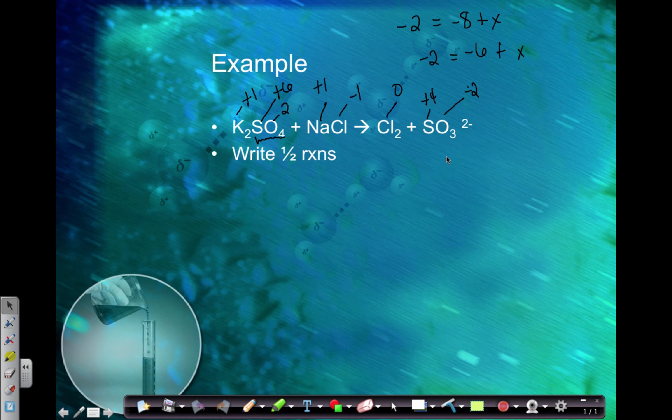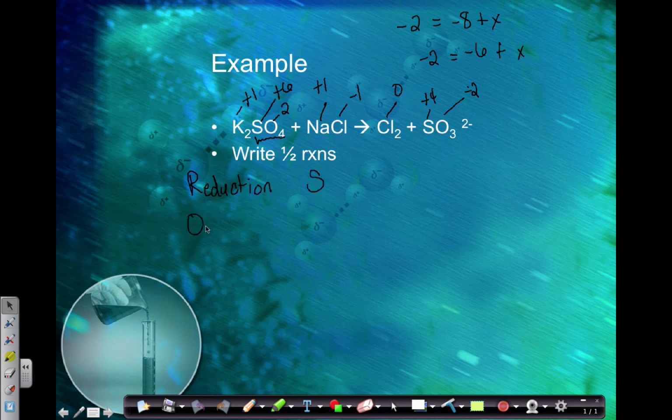All right, so now we need to figure out what's being oxidized, what's being reduced. So let's look for the reduction first. Okay, so reduction happens with, let's see, with sulfur. So it goes from a +6 to a +4. So the reduction is happening with the sulfur.